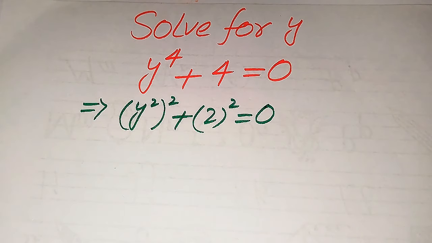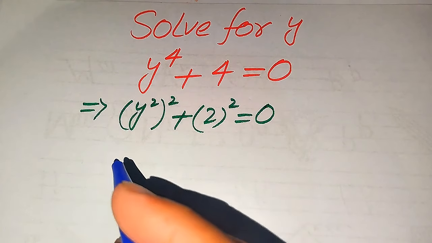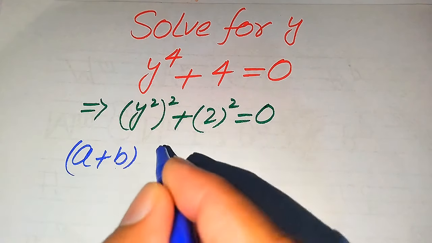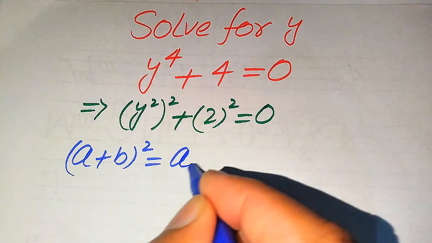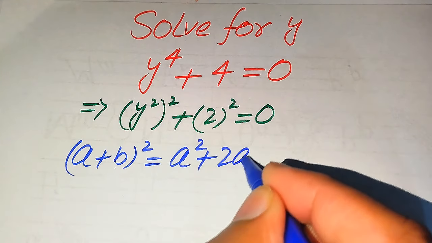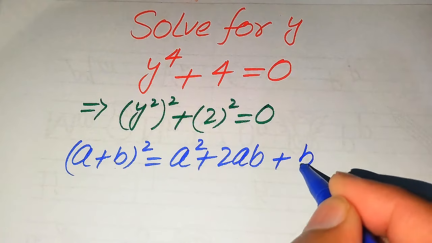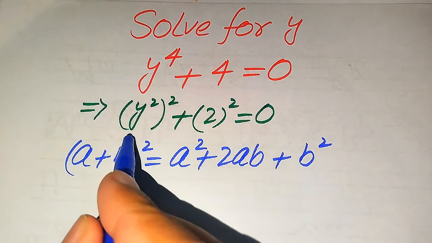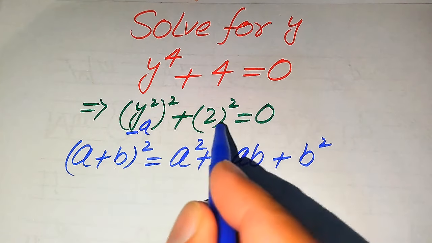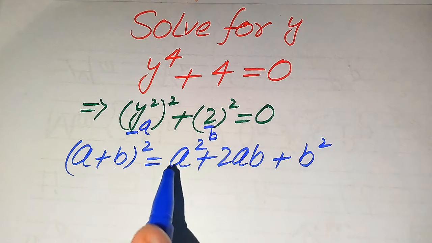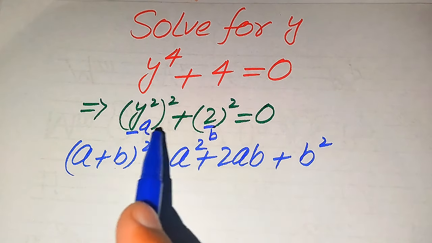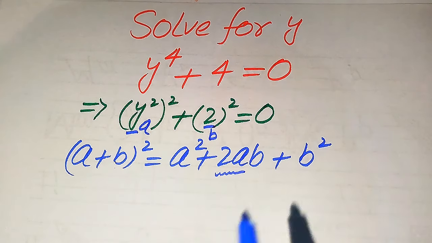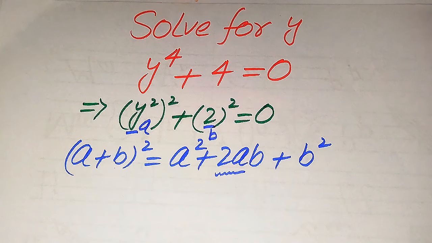Here we use a nice algebraic formula. You know that (a plus b) whole square equals a square plus 2 times ab plus b square. In this formula, the base of this term is our a and the base of this term is our b. It means that we have these two terms, a square plus b square. So here we need this term, 2 times ab.